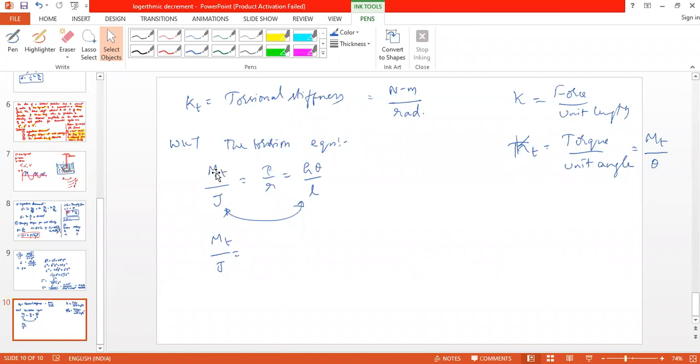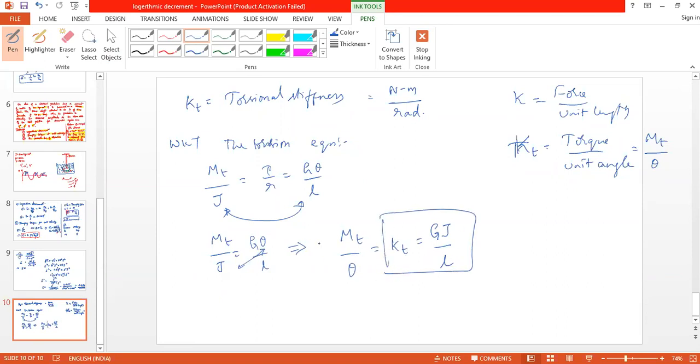Here we know the torsion equation, mt by j is equal to tau by r, that is equal to g theta by l. Consider the first and last term, that is mt by j is equal to g theta by l. We can rearrange this: mt by theta, that is torque per unit angular displacement, is known as the torsional stiffness. So mt by theta can be written as kt, and that is equal to g j by l. We are just interchanging the position of j and theta. So kt is g j by l.